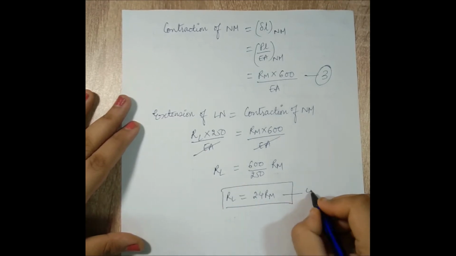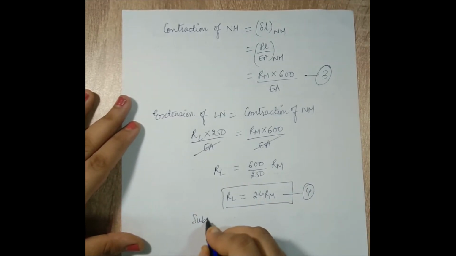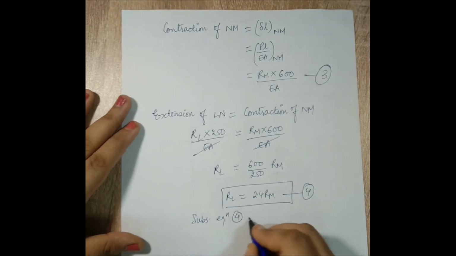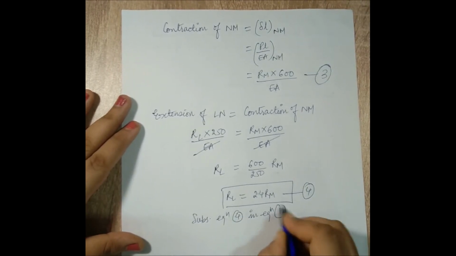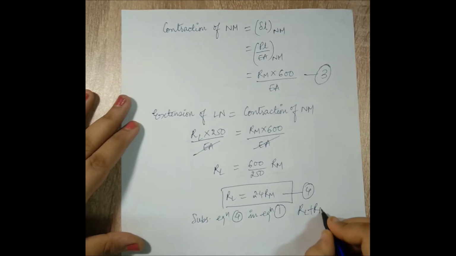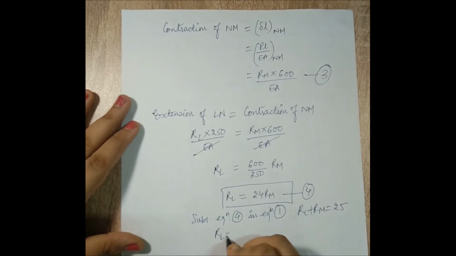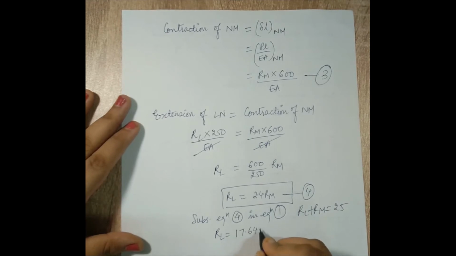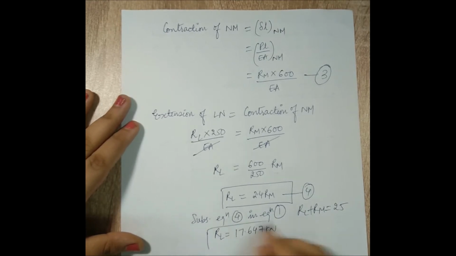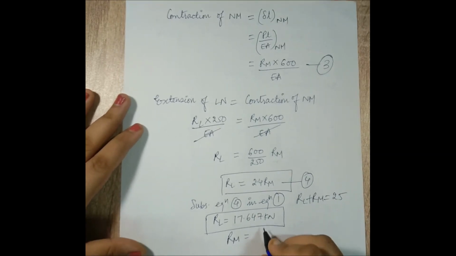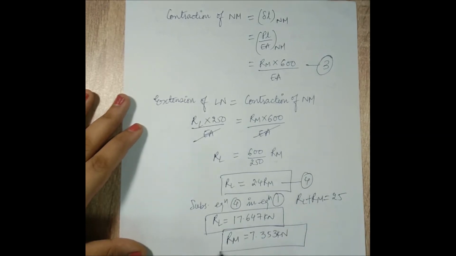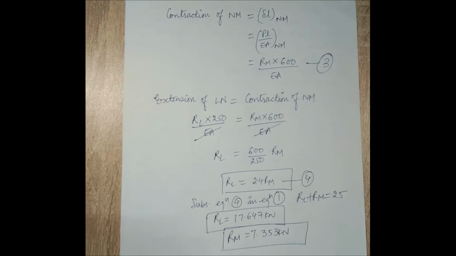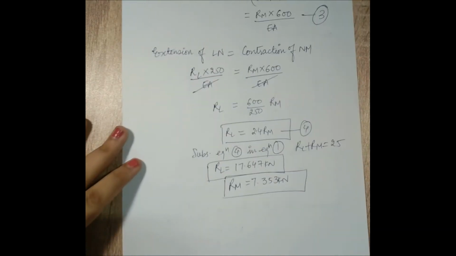And when I substitute this equation 4 in equation 1, that is RL plus RM is equal to 25, I'll get the value of RL as 17.647 kilonewton and I'll get RM as 7.353 kilonewton. So these are the two answers that I get.